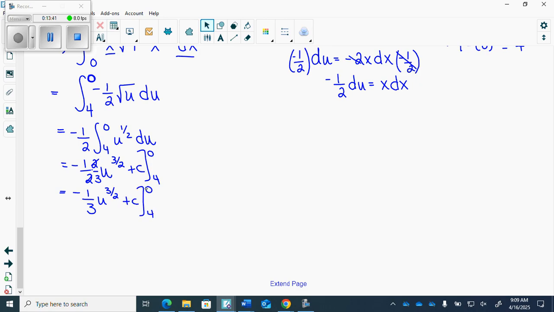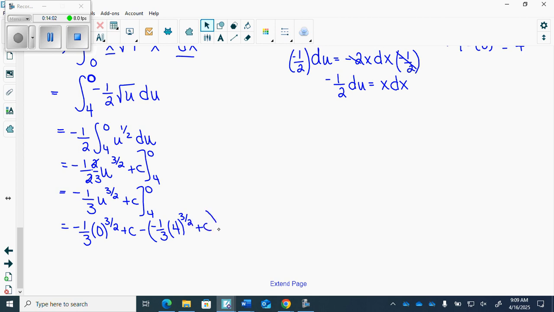Fundamental theorem of calculus says I have to plug in the top, then plug in the bottom, subtract them. Correct? That hasn't changed. So I'm going to get negative 1/3 0 to the 3 halves plus c minus negative 1/3 4 to the 3 halves plus c.